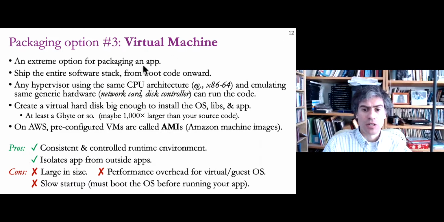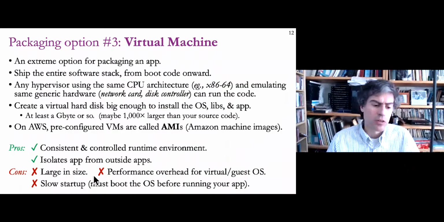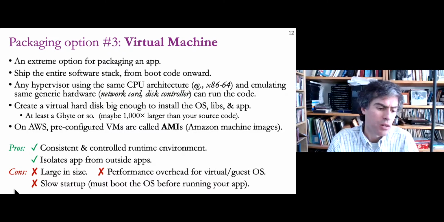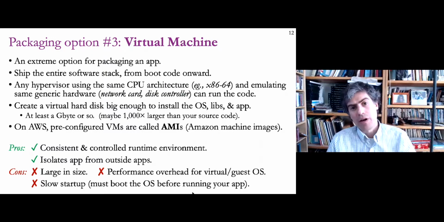By using virtual machines, we know that our app will run isolated from outside applications because it has its own virtual machine. But the downside is that file we're distributing is really large because it's a whole operating system. It's a disk image. The performance of running a virtual machine, there's a little bit of overhead for running a virtual machine on top of the host operating system. And also, starting up a virtual machine is a little bit slow. It might take a couple minutes because it's booting up an operating system before running your application.